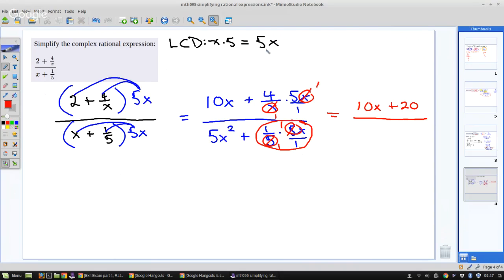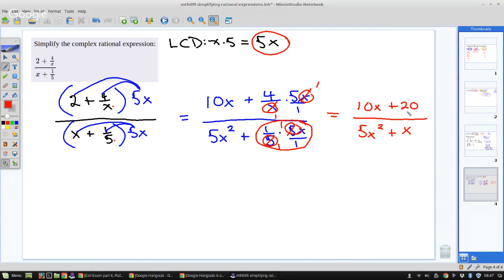So the whole point of the LCD at the top and bottom is it eliminates the denominators that are in each numerator and denominator of the complex fraction. So now I have a regular rational expression, which is 5x squared plus x in the bottom. Next, I need to see if this reduces any further.